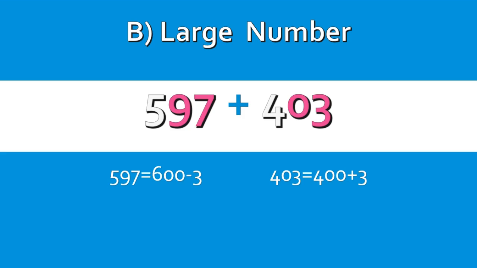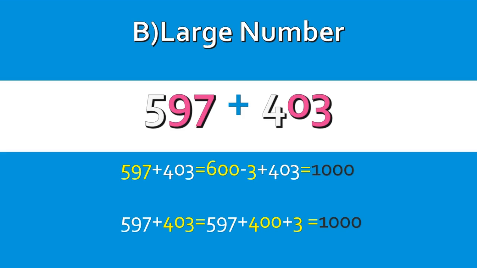On the next number, 403, that is an easy one: 400 plus 3. It's as simple as that. Remember both of these steps. When you have to add both of them, you just have to do 597 plus 403 is equal to 600 minus 3, as we saw in the previous step, plus 403. 403 minus 3 will become 400. 600 plus 400 gives 1000. Similarly the next step. So let me pass on to the next topic.